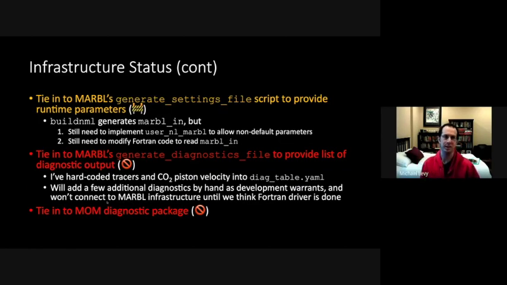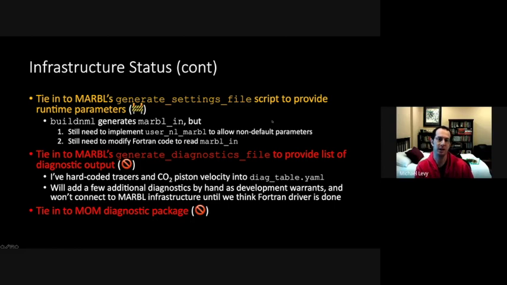Also in progress is tying into MARBL's generate settings file script to provide runtime parameters. So the CSM build script will generate a MARBL in file, but first there's no way to modify the values that get written into that. And secondly, it doesn't matter if you can modify those values because there's no Fortran code to read that file in and pass it on to MARBL. So maybe it's a stretch to say that that's in progress, but that's where that stands.